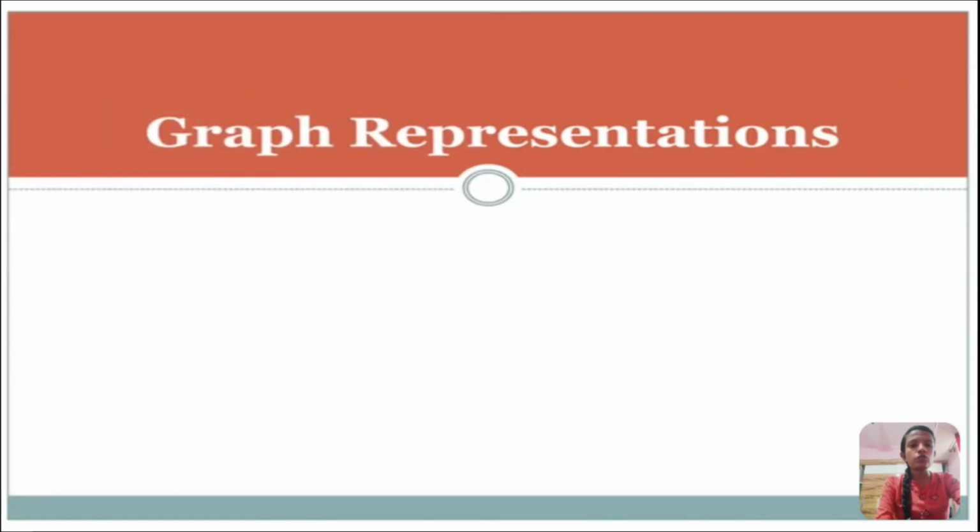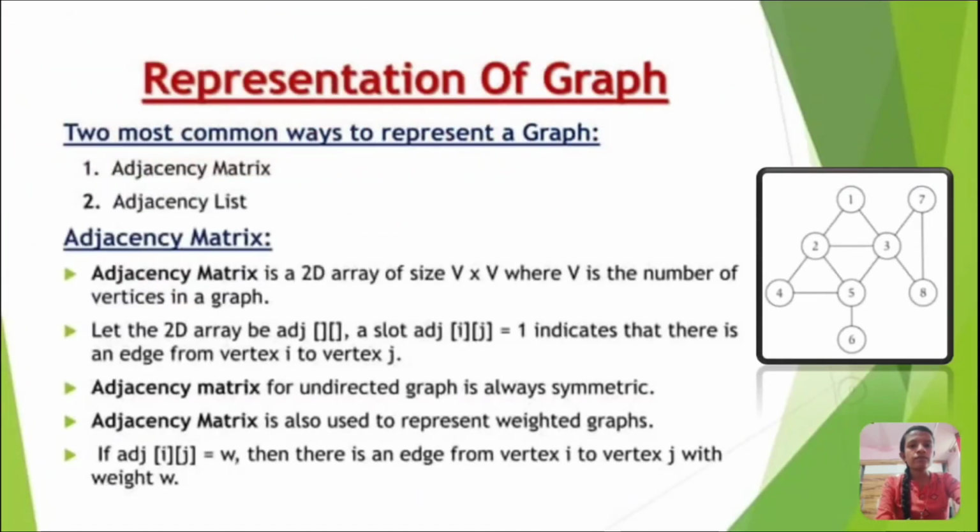Next, let us know graph representations. Representation of graph. Two most common ways to represent graph are adjacency matrix or adjacency list. Adjacency matrix. Adjacency matrix is a 2D array of size V x V, where V is the number of vertices in a graph. Let the 2D array be adj[][]. adj[i][j] equals 1 indicates that there is an edge from vertex i to vertex j.